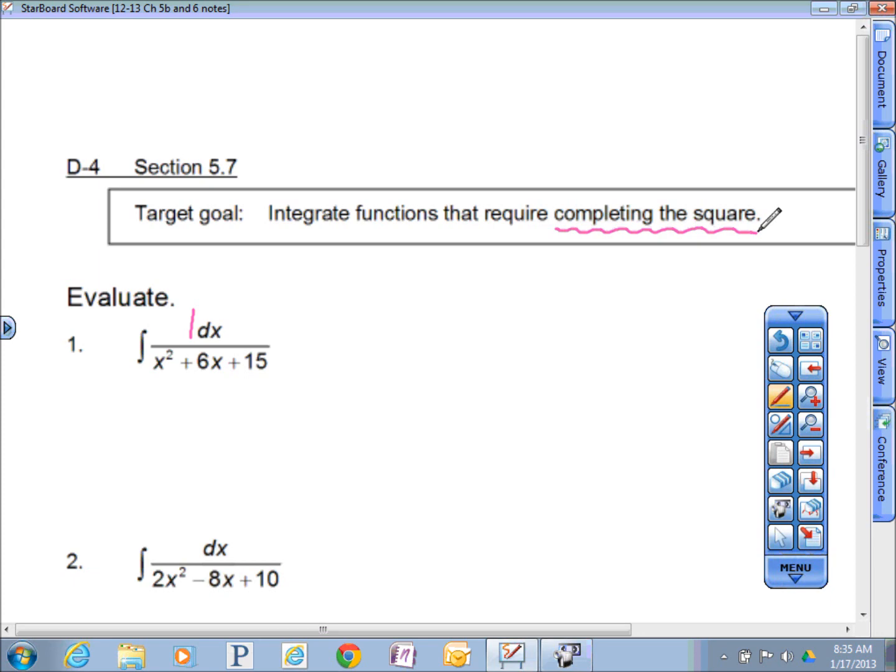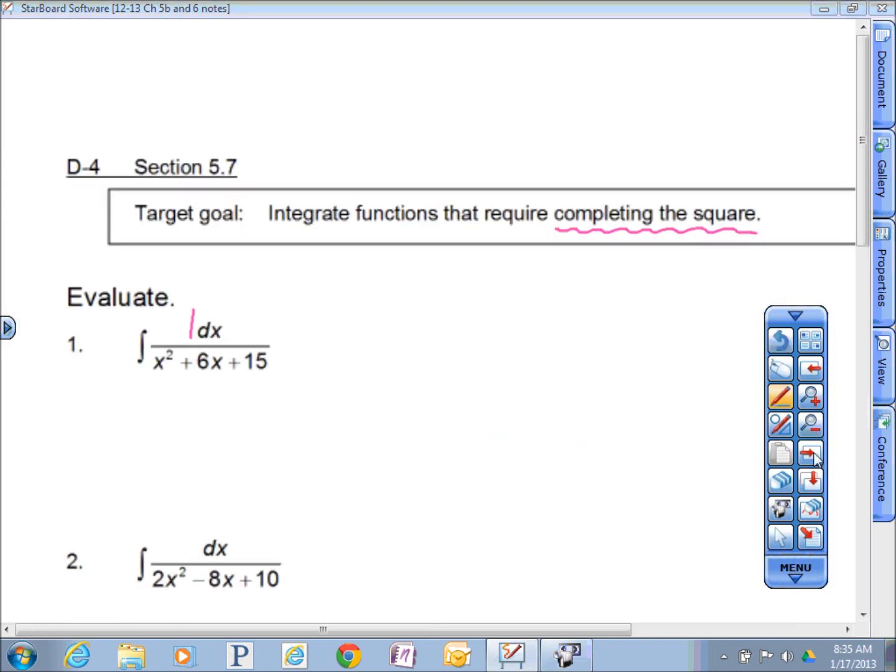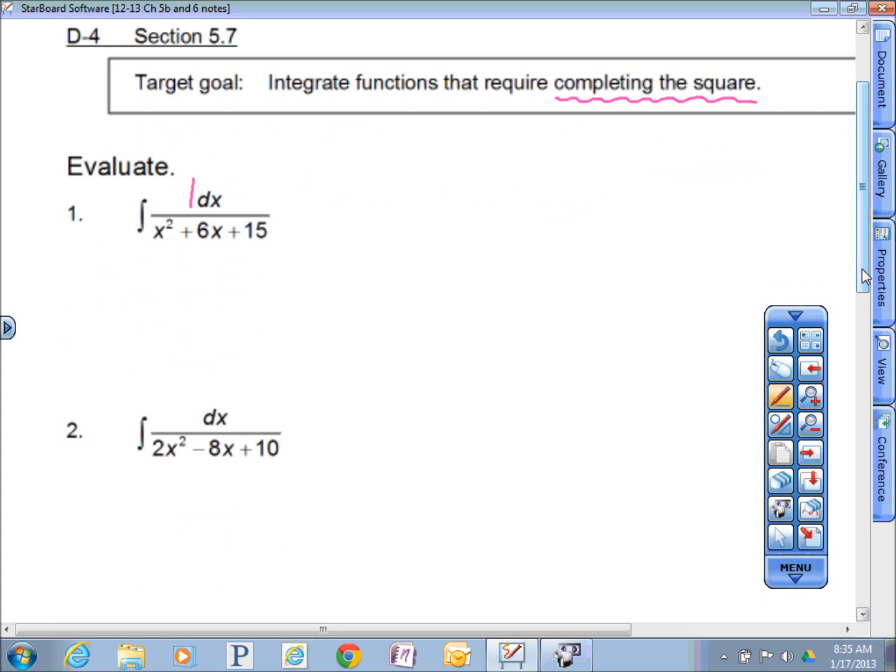We're going to look at this and we're going to say, I don't have a quantity being squared like I would need from our previous lessons. For example, I don't have a u that's being squared. And since I don't have that, I'm going to have to try to create it. So how do I create it? I create it by completing the square.